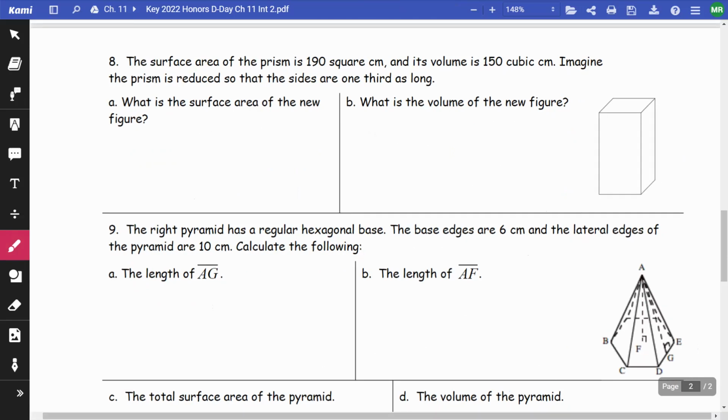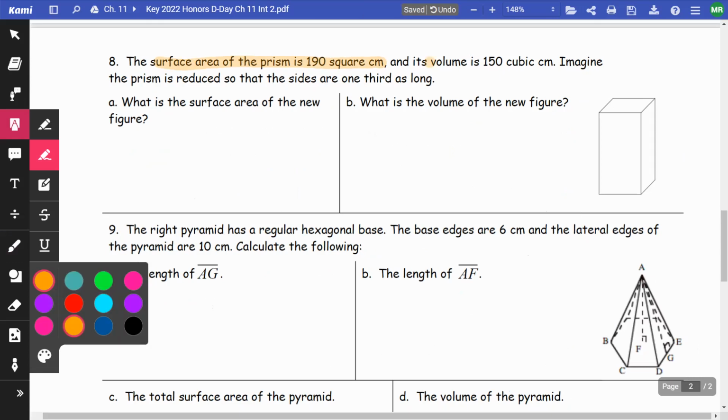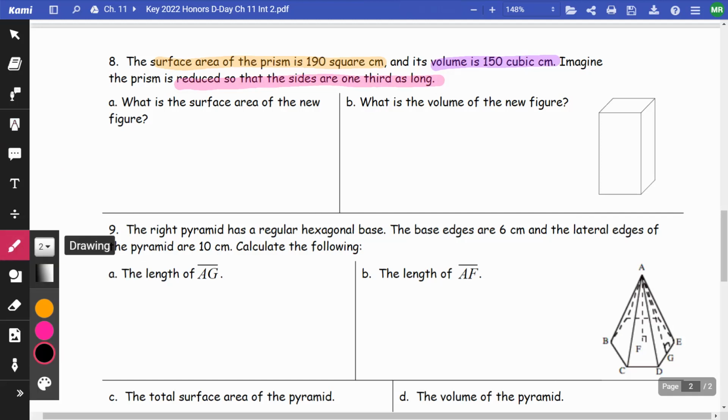Okay, so on 8, we have a couple of bits of information here. We know the surface area of this prism is 190. We know the volume of that same prism is 150. What we're going to be doing is reducing this so that each side is 1/3 as big.